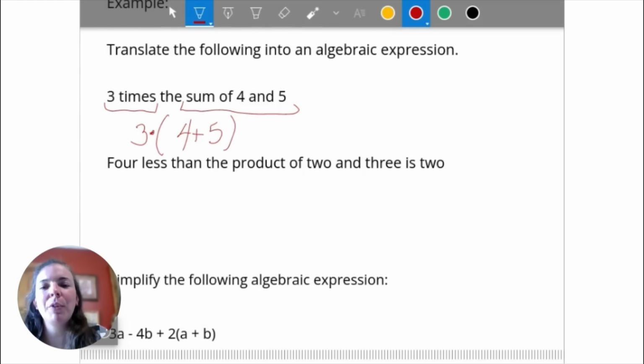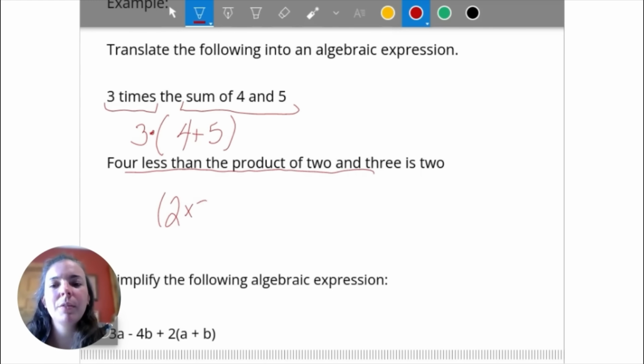What about this next one? 4 less than the product of 2 and 3 is 2. So 4 less than the product of 2 and 3. So the first thing you want to do is have the product of 2 and 3. So 2 times 3. And then 4 less than that means we have to subtract 4. So notice how we have to switch the order. It's written in one way, but when we do it algebraically, the minus 4 has to go at the end. And then a big key word here is "is." "Is" means equals. So this equals 2.